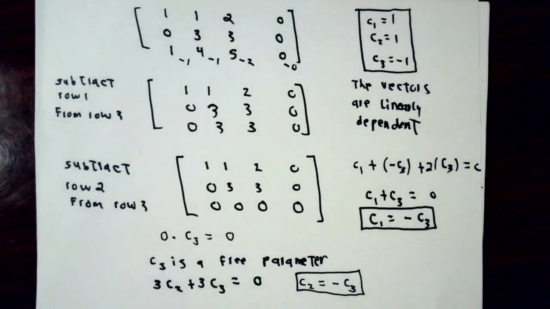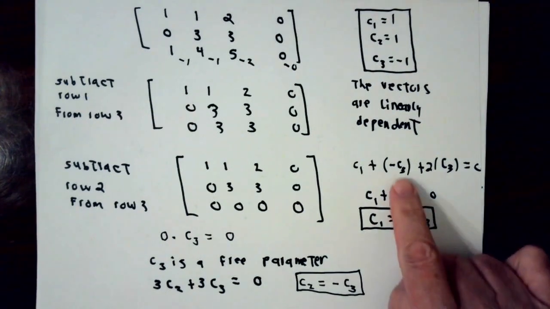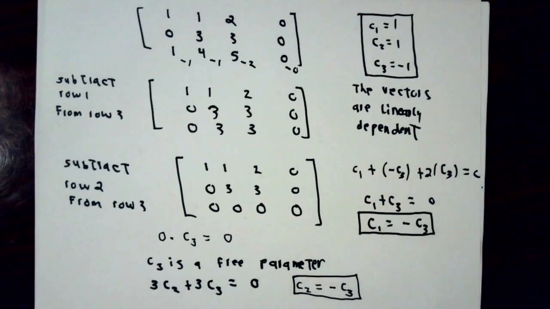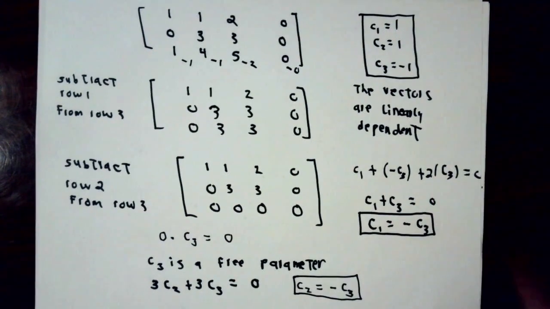Backing up to the top equation, it says that C1 plus C2, which is the negative of C3, plus 2 times C3, whatever that is, must be 0. This says that C1 plus C3 must be 0. C1 is also the negative of C3. You can pick C3 to be anything you feel like, and then C1 will be the negative of that, and C2 will also be the negative of C3.